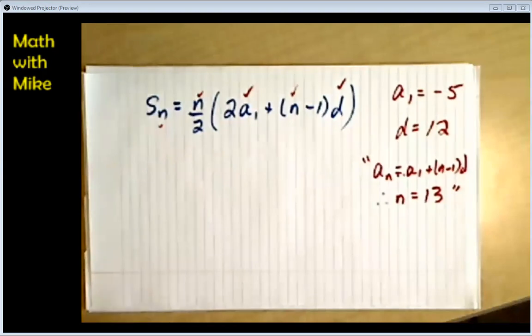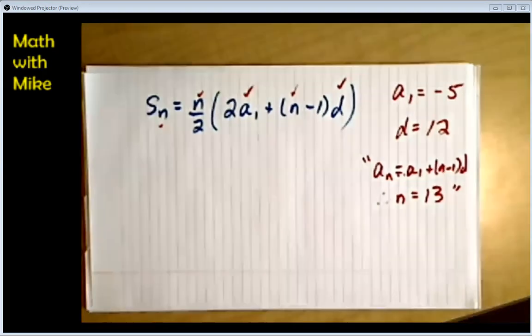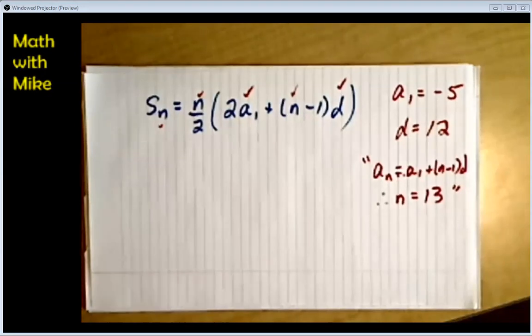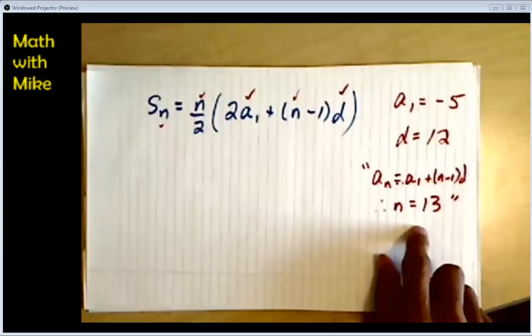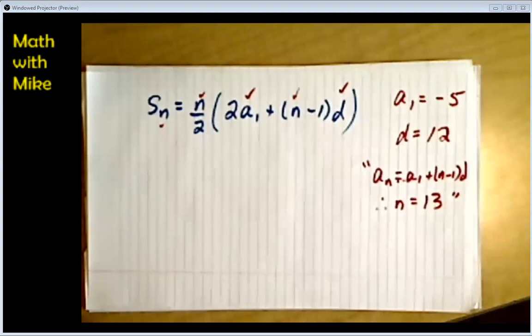Okay, so we can substitute it in here and it'll still work out for you. You all right with that? Yeah, just finding n will be a little bit of side work.